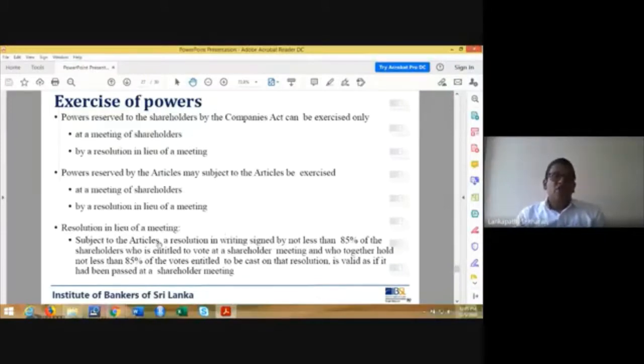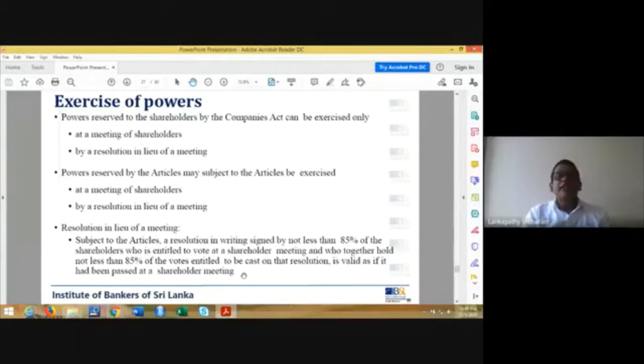So a resolution in lieu of the meeting, subject to the articles, is a resolution in writing signed by not less than 85% of the shareholders who are entitled to vote at the shareholders meeting and who together hold not less than 85% of the votes entitled to be cast on the resolution. It is valid as if it had been passed at a shareholders meeting.